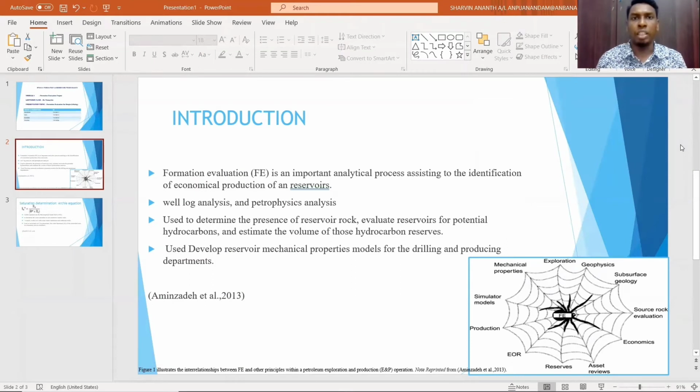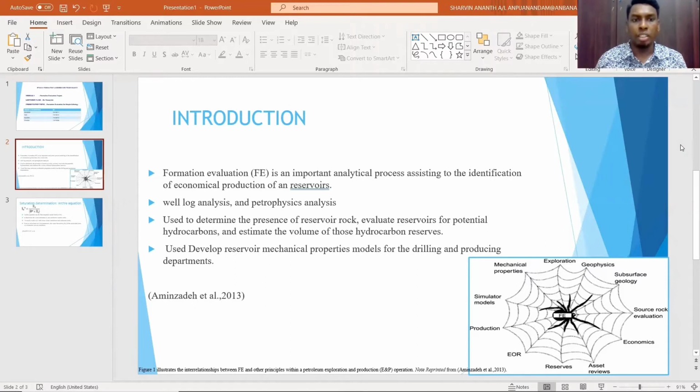Without wasting time, let's move to the introduction part. As you can see in the slide, there is a spider web. So let me explain about the picture in a while. Formation evaluation is an important analytical process related to the identification of economical production of the reservoir. It is a well log analysis and also petrophysics analysis.